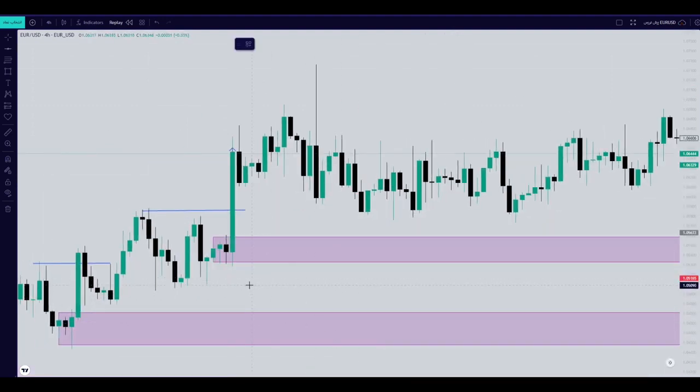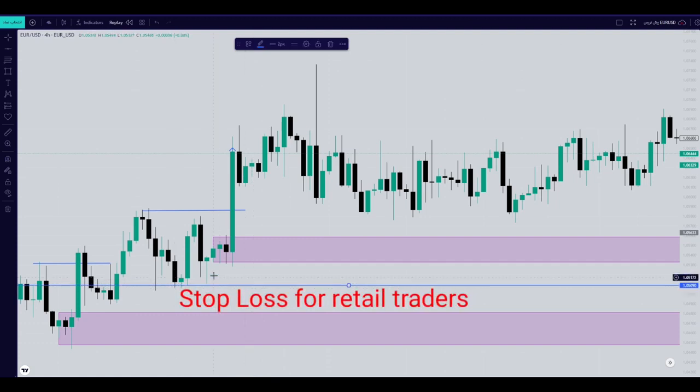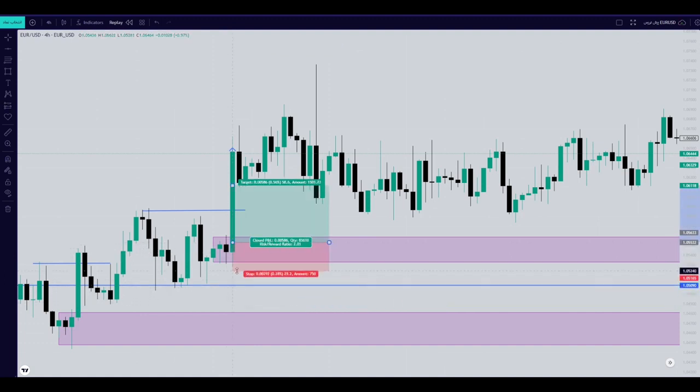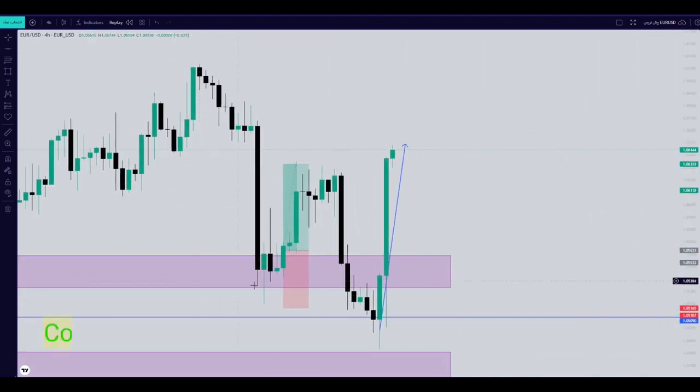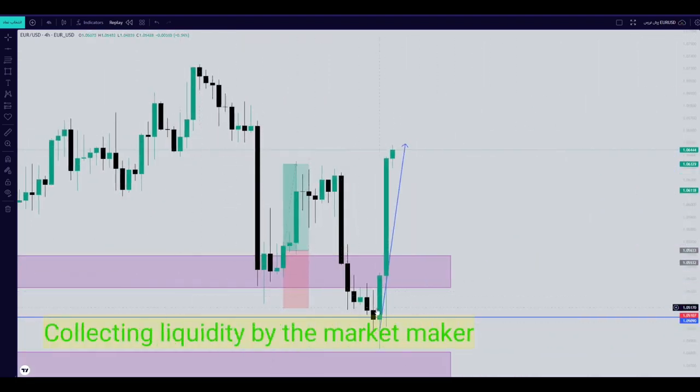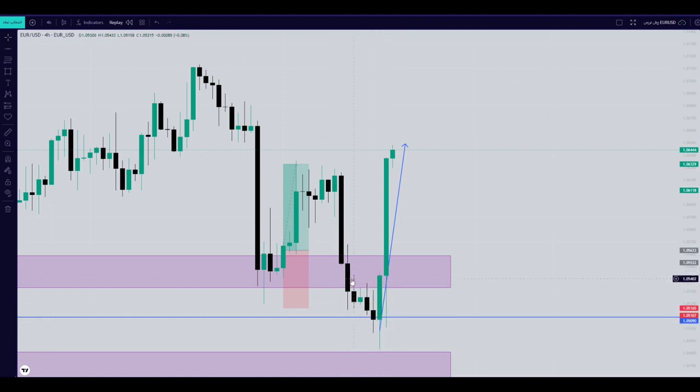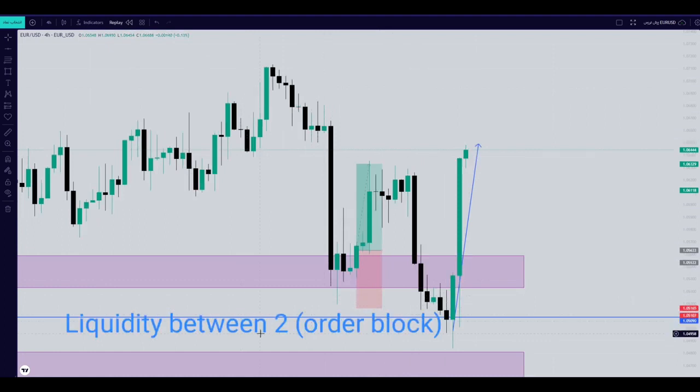This is the area that retail traders set their stop loss to. For example, they enter a trade here while considering this order block and they put their stop losses in this area here. The market maker collects liquidity here and doesn't leave any orders remaining. It also has already collected its own order block here, so after this point, the price goes up sharply. This liquidity area between two order blocks is very important.